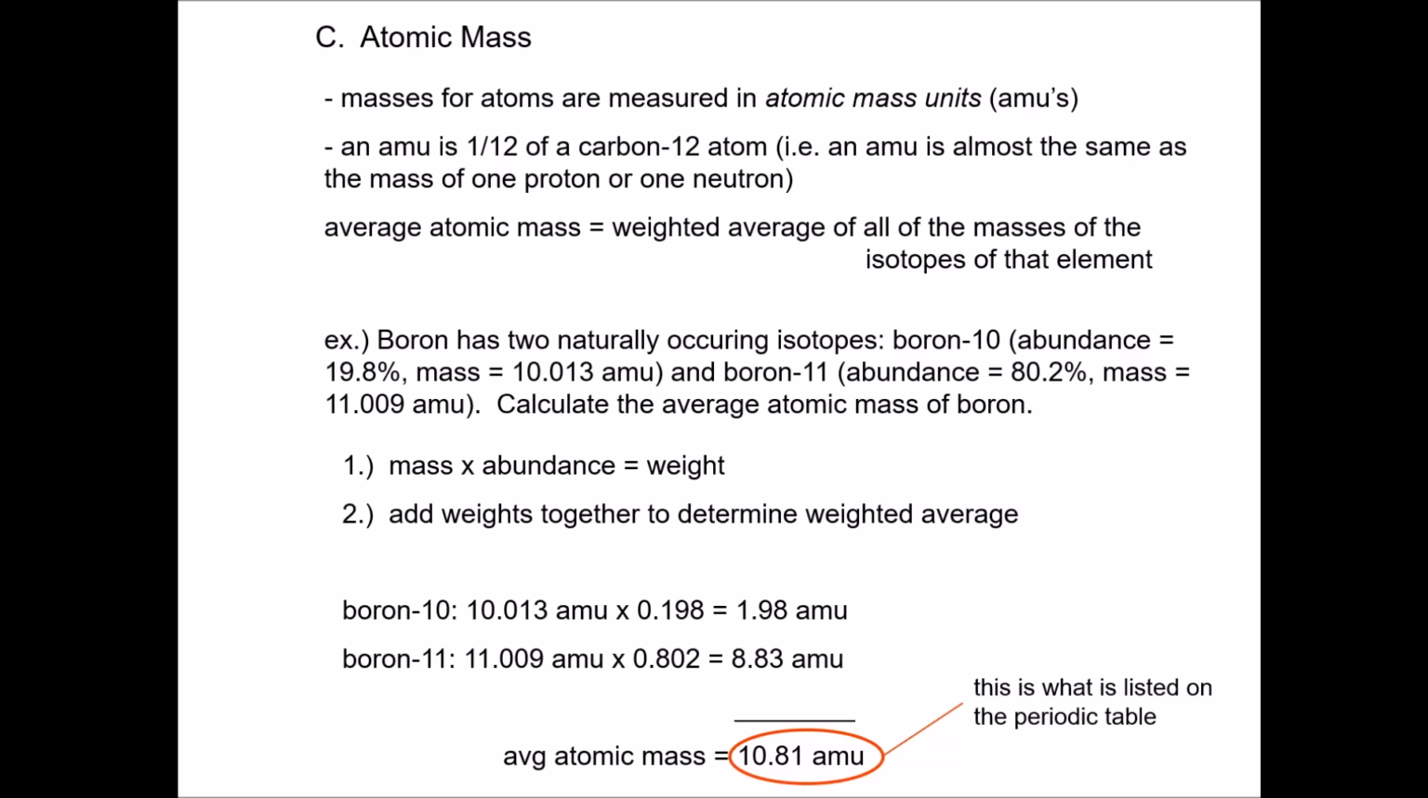So, doing an average atomic mass simply gives you the average of all the isotopes for that element. It does not tell you what the mass number of one element is.